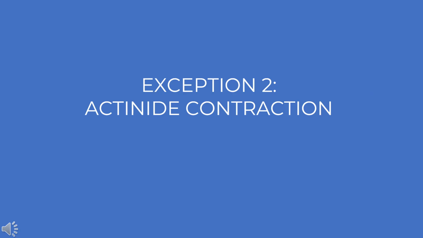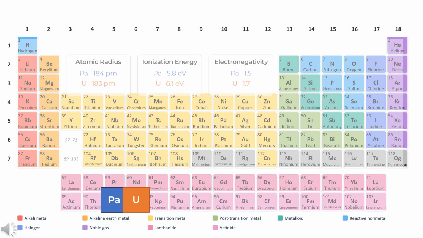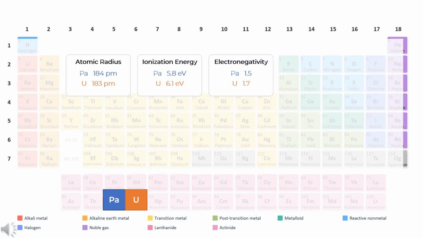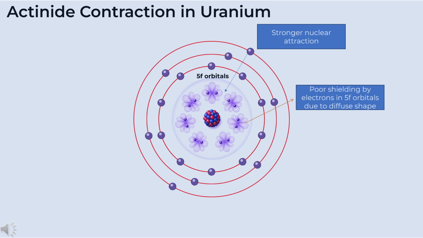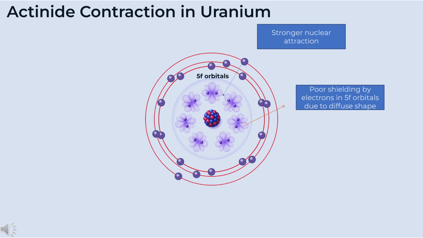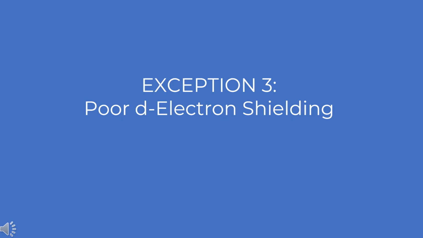The second exception is actinide contraction. Actinide contraction makes uranium slightly smaller, with higher ionization energy and electronegativity than protactinium. Let's see why. Electrons in diffuse-shaped 5f orbitals provide poor shielding, increasing the nucleus's pull. This makes uranium smaller and raises its ionization energy and electronegativity, a phenomenon known as actinide contraction.